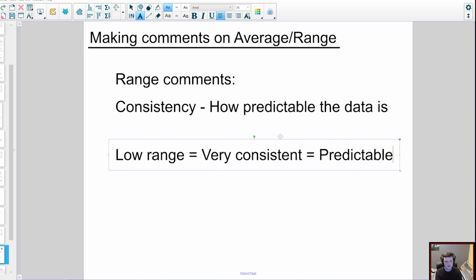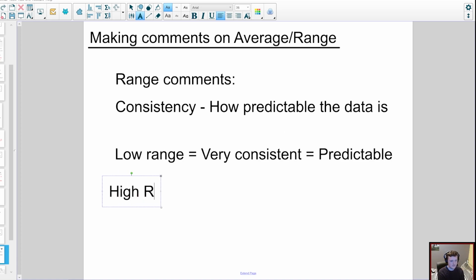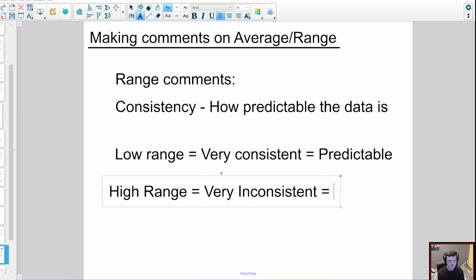For example, if you run a bakery and the difference between the highest amount of sales you make in a week and the lowest amount of sales you make in a week is very small, that means that we can predict how much we're going to sell every week. So how much bread do we need to buy, how much flour, how much sugar, because we can predict how many sales we're actually going to be making. Whereas a high range is going to be very inconsistent and not predictable. And that's generally seen as a bad thing.